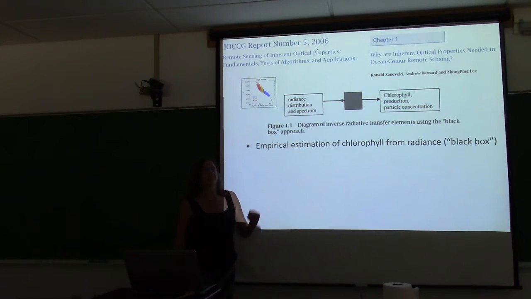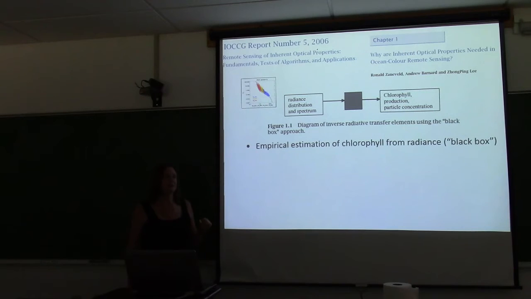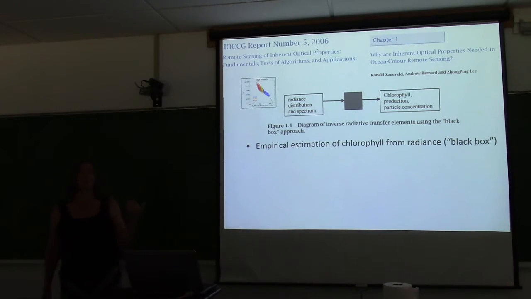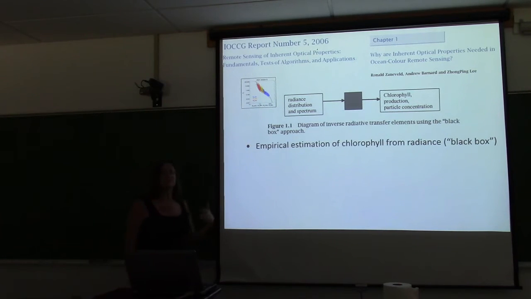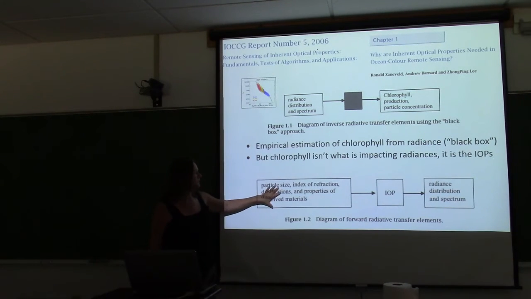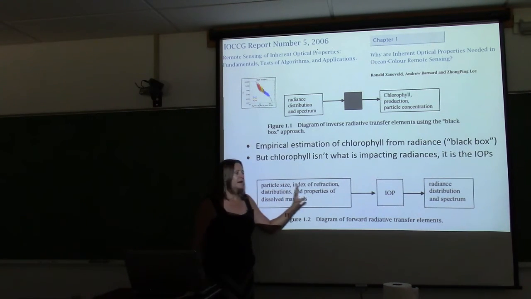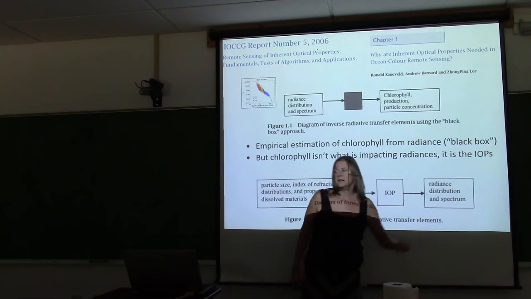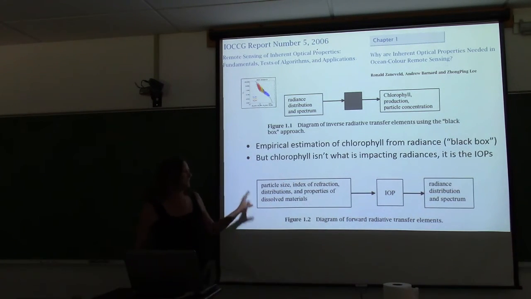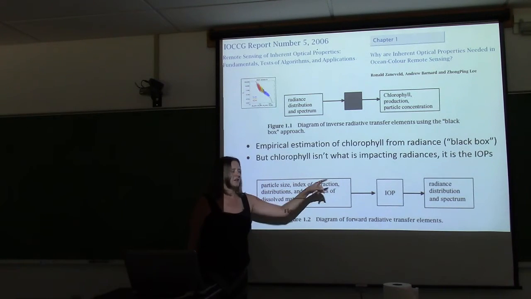That's the black box. Chlorophyll is not giving rise to variation in the reflectance ratio. Chlorophyll is a molecule. It's in a cell. Well, it's actually attached to some membranes bound by proteins, then in a cell, which is just one member of the suite of materials that are in the ocean. So in fact, it's really all of these things, the particle size, the index of refraction, properties of the dissolved matter that change the IOPs, that impact radiance, right? And so all of this is what's changing the radiance distribution.